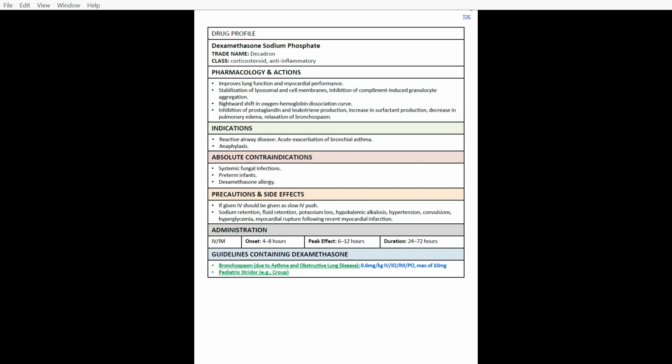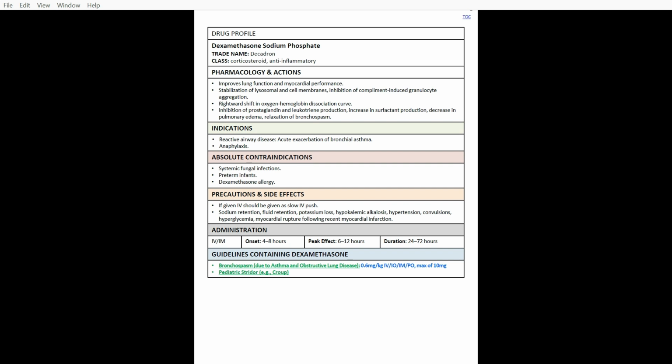Sodium retention and fluid retention are some side effects of this, as well as potassium loss, hypokalemia, alkalosis, hypertension, convulsions, hyperglycemia, and myocardial rupture following recent myocardial infarction. So, it does have some pretty significant side effects.